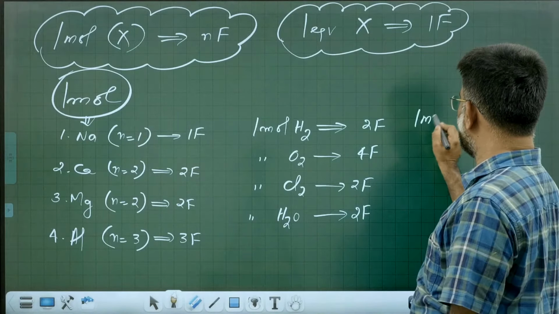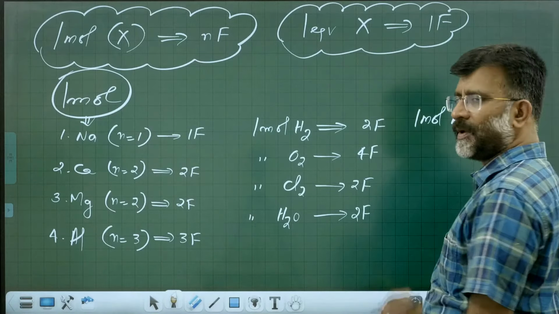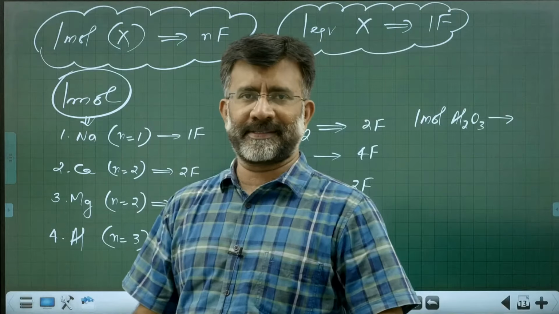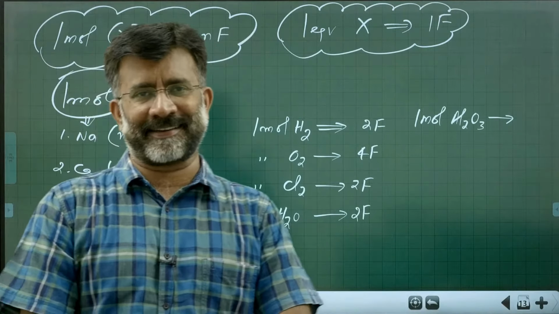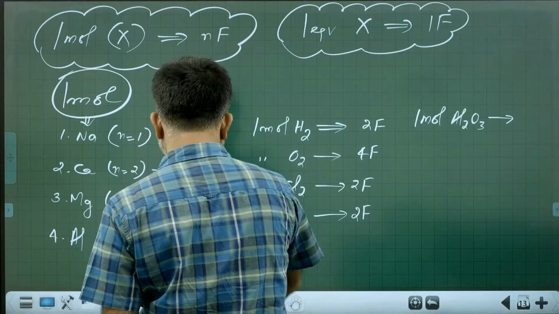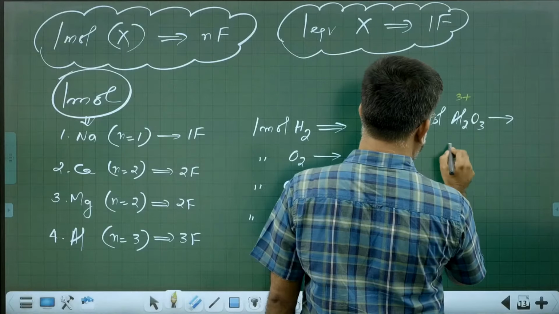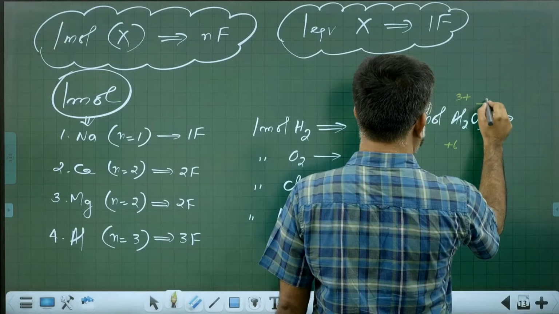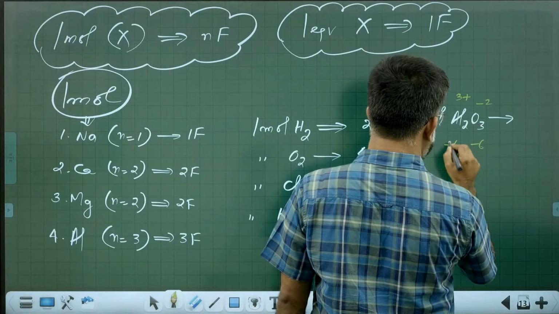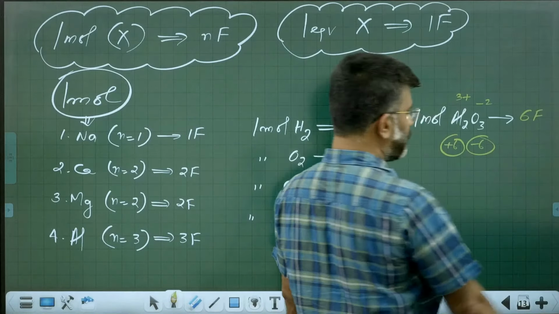What about 1 mole Al2O3 reacting? 1 mole aluminium oxide reacting. What is N factor? Exactly. It will be aluminium 3 plus into 2, it is 6 plus. Oxygen minus 2 into 3, minus 6. This is the N factor. So it is 6. It requires 6 Faraday.